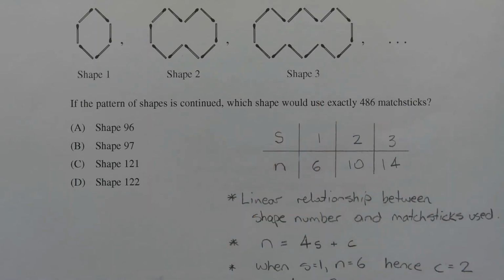So from the table, we can see a pattern that when S goes up by 1, N goes up by 4. So a linear relationship exists between the shape number and the matchsticks used. And the linear equation will be of this form: N equals 4S plus some constant C, which we will need to find. And the 4 here comes from the fact that as S goes up by 1, the number of matchsticks N increases by 4. And if this was graphed, the 4 represents the gradient of that line.